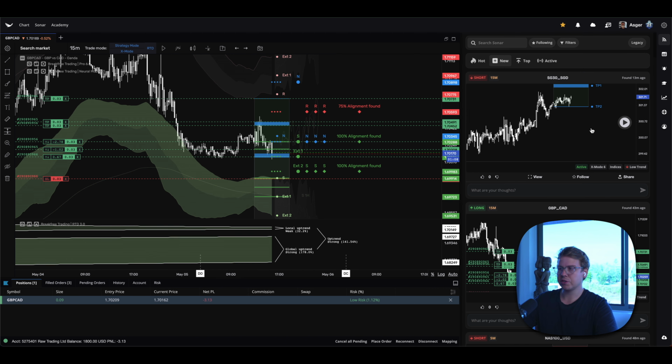All of these Sonar trades are great. If you trade 1 minute, you've got to be in front of the computer. If you trade 5 minutes, you've got to be in front of the computer. If you trade 15 minutes, you can take some breaks and so on, but you've got to keep an eye on everything.